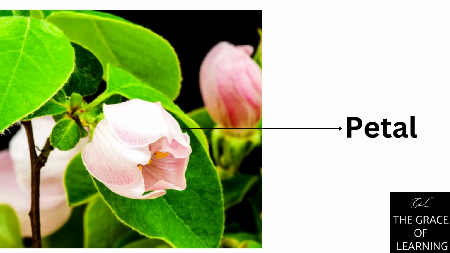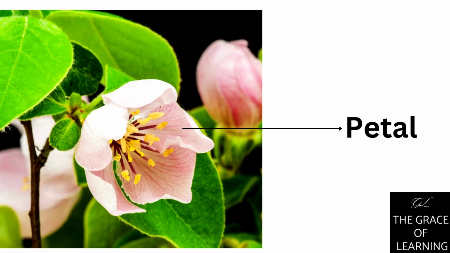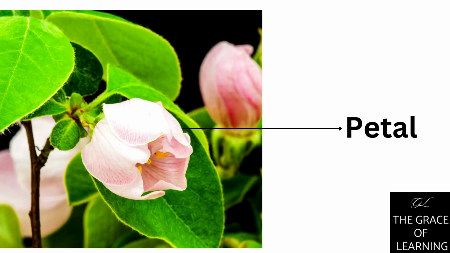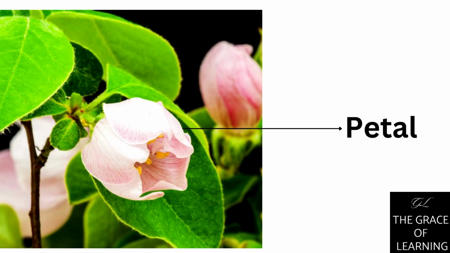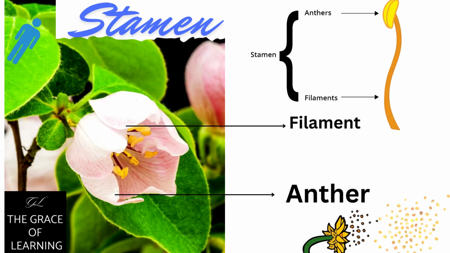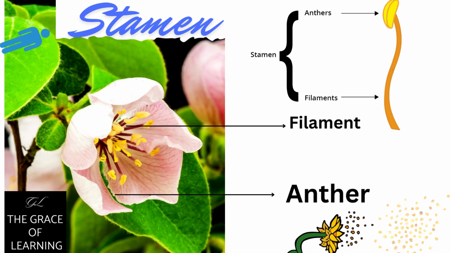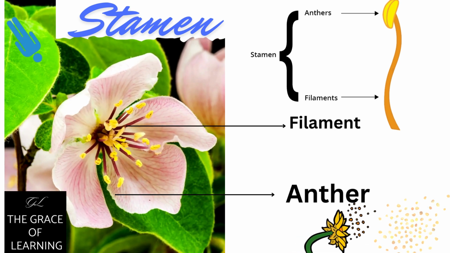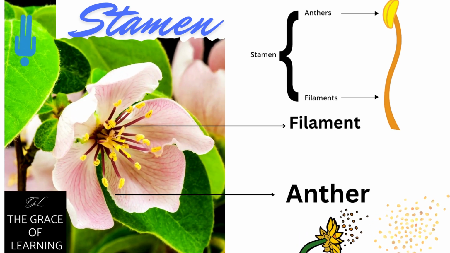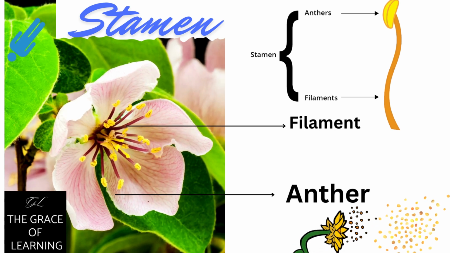The bright-colored part of the plant is called petals. Petals attract pollinators like insects, birds, and bats through their color and scent. The male reproductive part of the flower is called stamen. Stamen has two parts, filament and anther. Filament, stamen, both words have men. That will help you remember the words.